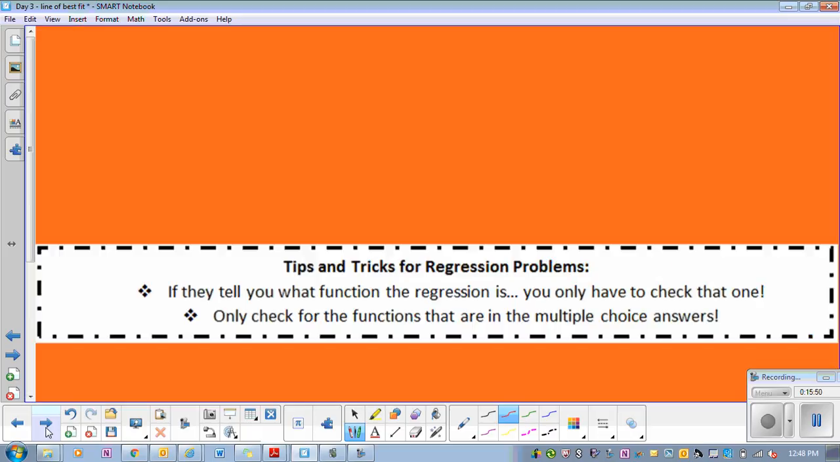All right, so some tips and tricks. They tell you what function the regression is. Just check that one. Sometimes they'll say, what is the exponential model? Or what is the quadratic model? Then just check those. Only check for the functions that are in the multiple choice answers. If A is a linear equation, B a cubic, C a quadratic, and D an exponential, why are you checking log? You don't have to. Check only the ones that they give you the choices for.